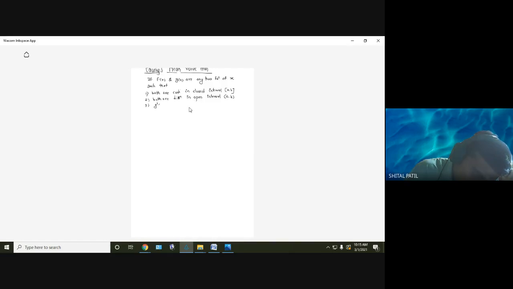Third, g dash of x not equal to 0 for any value of x in AB, then there exists at least one point x equal to c in AB such that f of b minus f of a divided by g of b minus g of a equal to f dash of c divided by g dash of c.